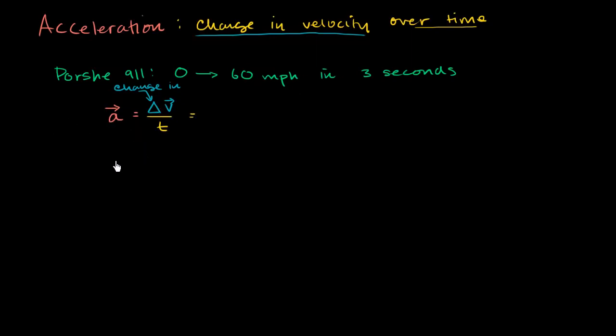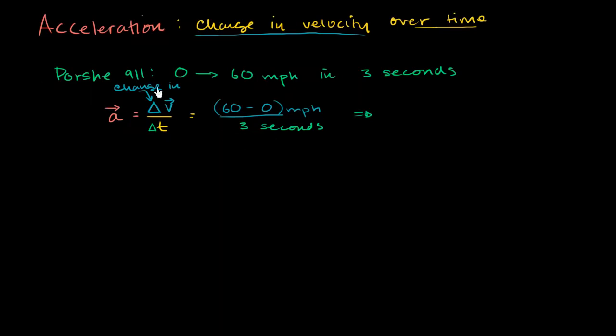So what's our change in velocity? Our final velocity is 60 miles per hour. And our original velocity was 0 miles per hour. So it's 60 minus 0 miles per hour. And then what is our time? Well, our time is, or we could even say our change in time, is 3 seconds. So this gives us 20 miles per hour per second.